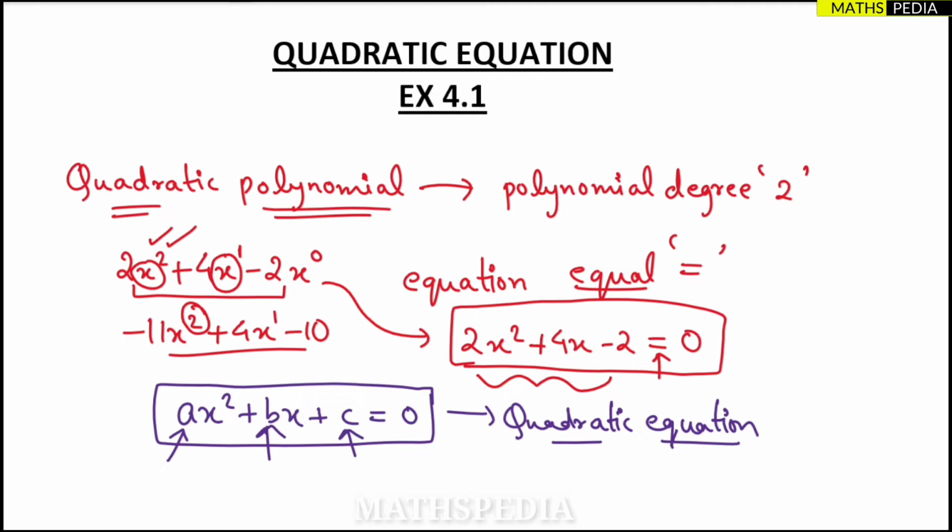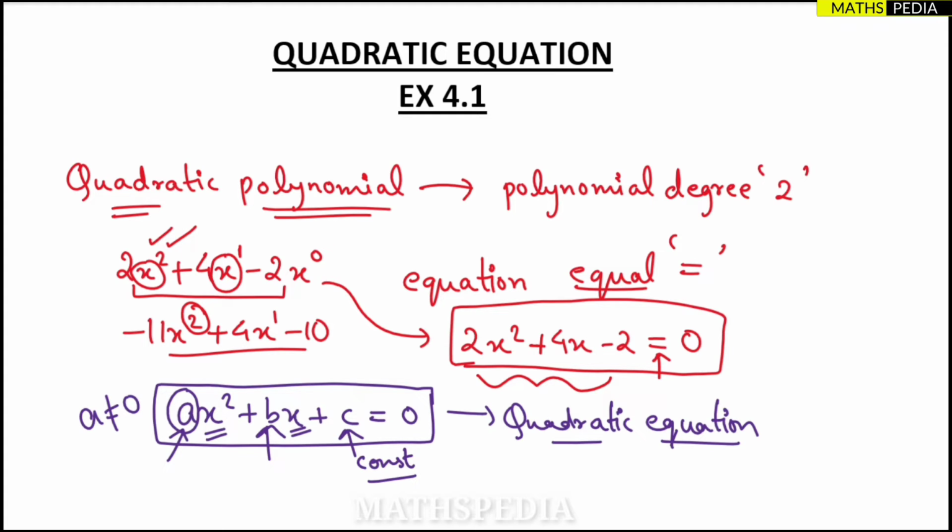Now what are all these? a is nothing but the coefficient of x square. Okay, coefficient of x square. The coefficient of x is b and c is nothing but the constant. Okay, and on the RHS part we have 0, equal to 0. So this is the standard form. And one more thing you remember, a is not equal to 0.